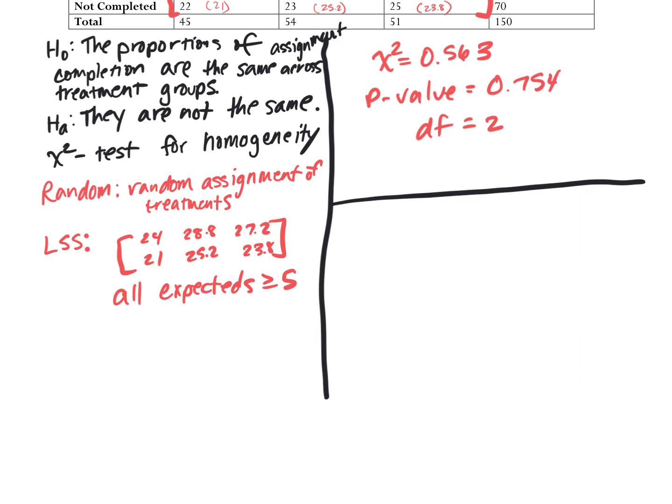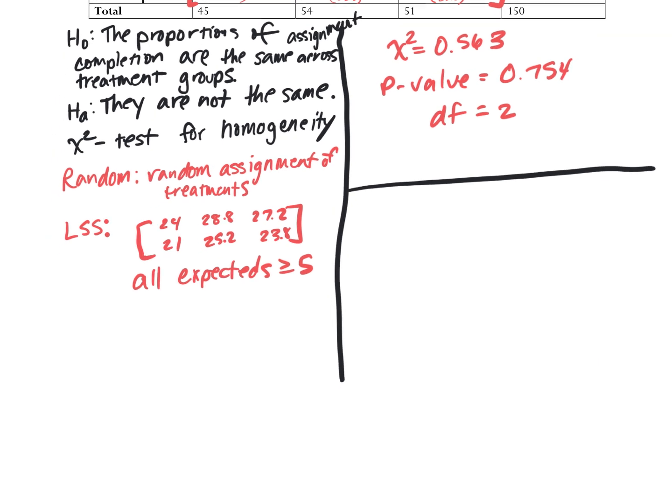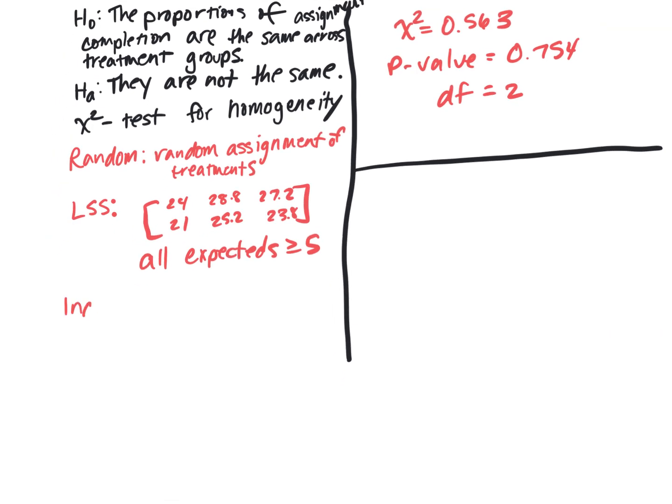How can we check the independence condition if we're checking for independence? So what is my independence condition when I have random assignment of treatments? We're just going to say individual students' completion of the assignment is independent.